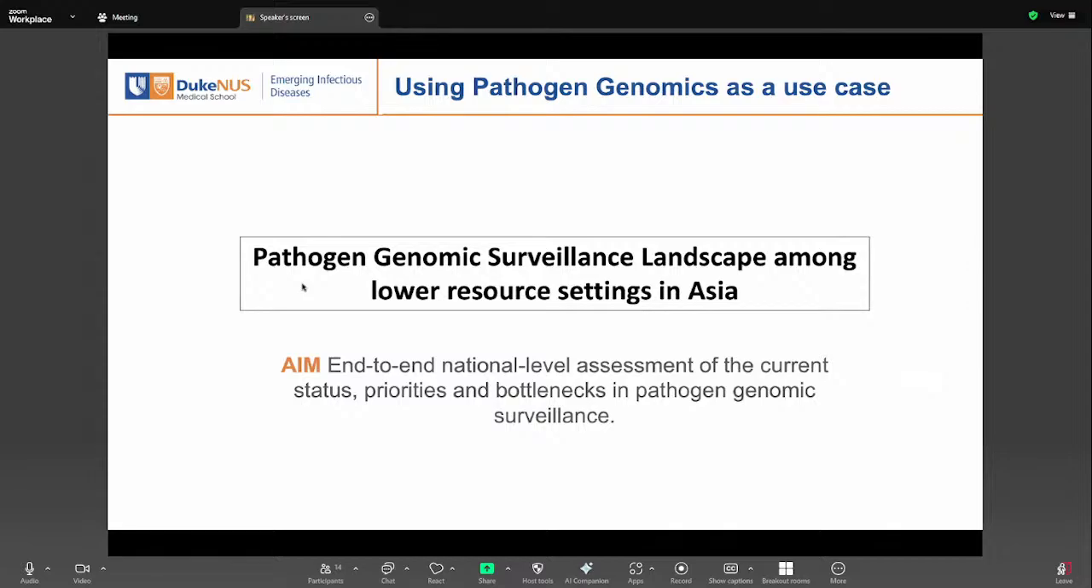But how can we apply this in low resource settings? The use case that I have is for pathogen genomics. I'm just going to go through a study that we did when we started setting up Asia PGI, and some of the barriers that we saw for setting up an advanced technology in low and middle income countries hold true for a lot of the other advanced technologies in genomics. Again, this is just a use case. This was an end-to-end national level assessment of the current status, priorities, and bottlenecks in pathogen genomics, back in 2023.